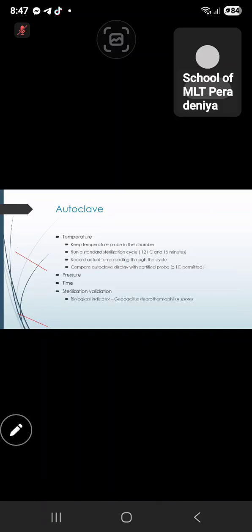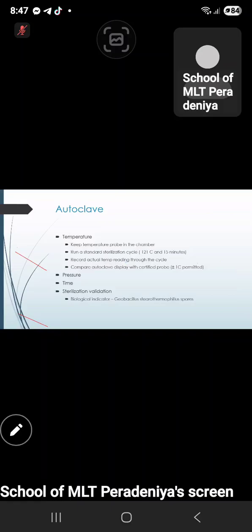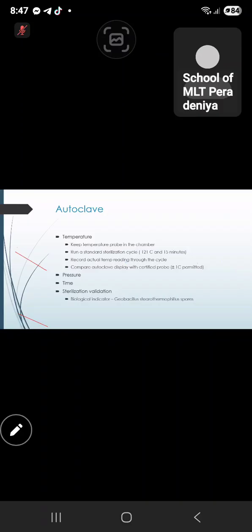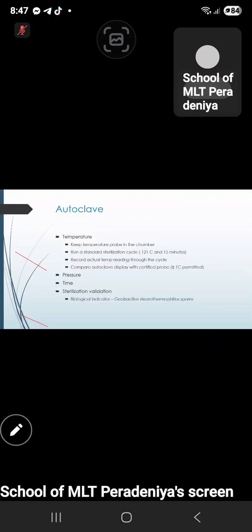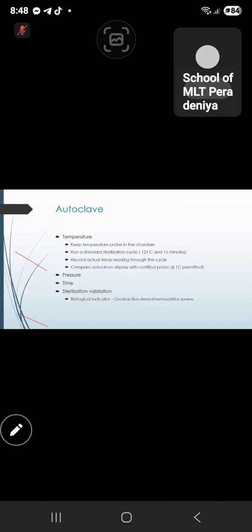So if there's any deviation, we have to recalibrate, right? So we have to find out the actual temperature. When we are using this thermometer probe or thermometer, it should be a certified thermometer. Then only we are sure we are comparing our autoclave temperature with the certified thermometer. Again, 1 degree Celsius difference is permitted.